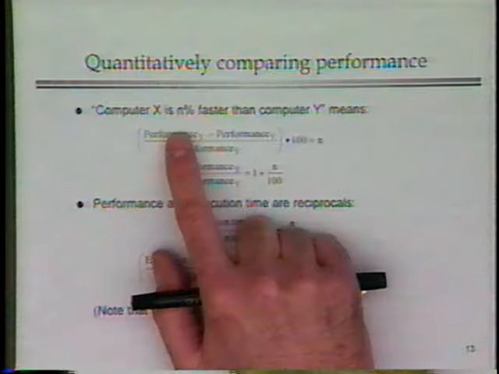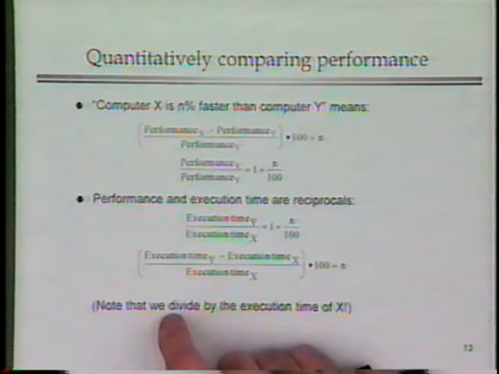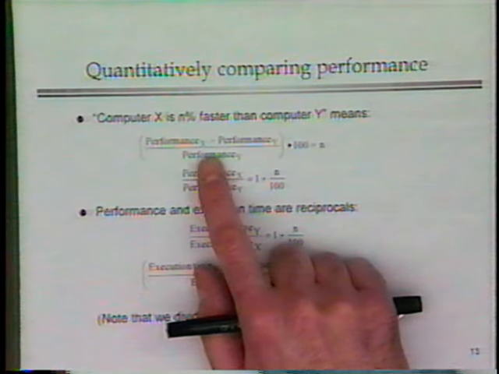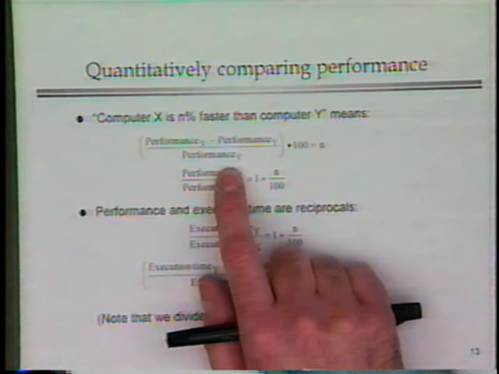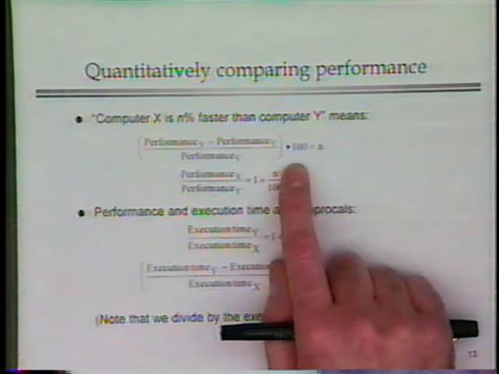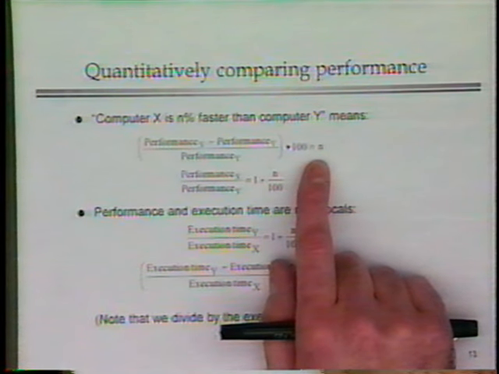Okay, let's get a little quantitative, and this is all kind of grade school arithmetic stuff, but it's actually worth doing because you would be amazed at how many mistakes are made even in the literature about trivial things like this. What does it mean when we say that computer X is n% faster than computer Y? Well, the easiest way, at least for me to understand it, is that the difference in performance between the 2 machines compared to the performance of machine Y is n%. Multiply by 100 and you get n.